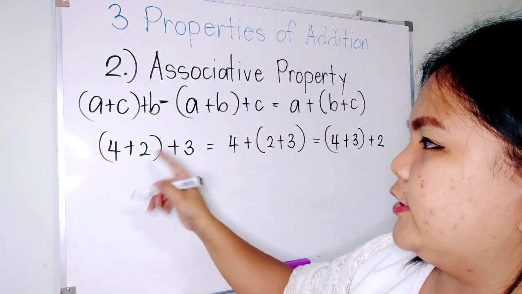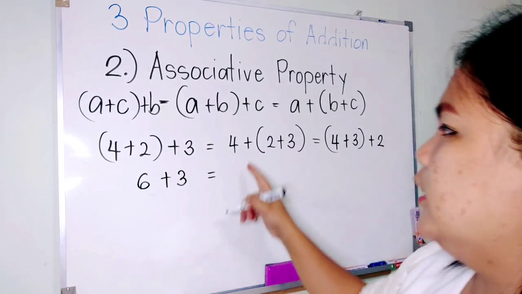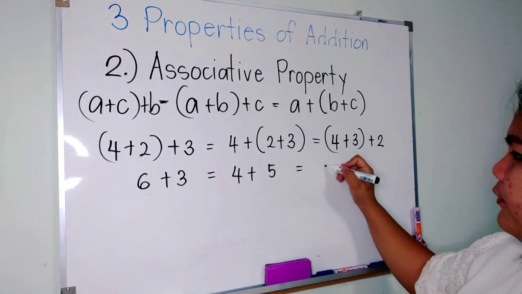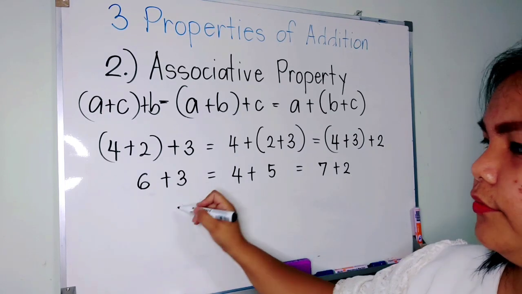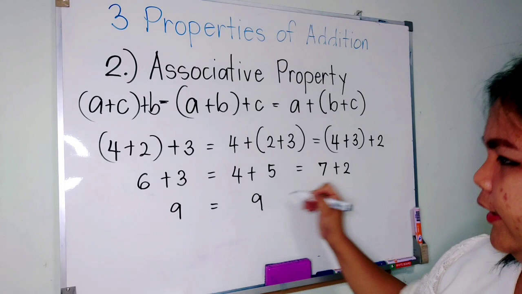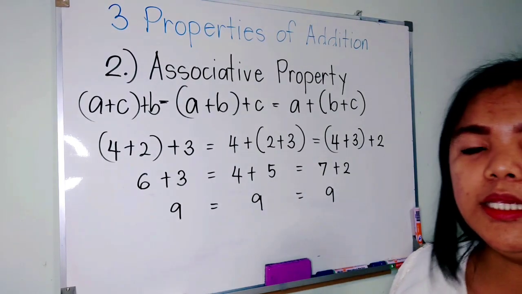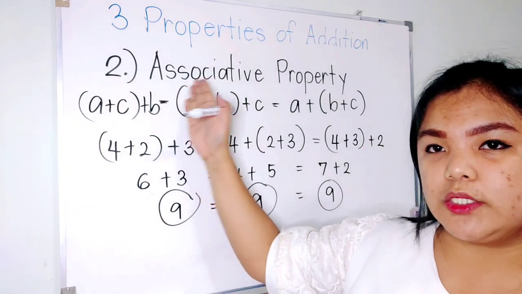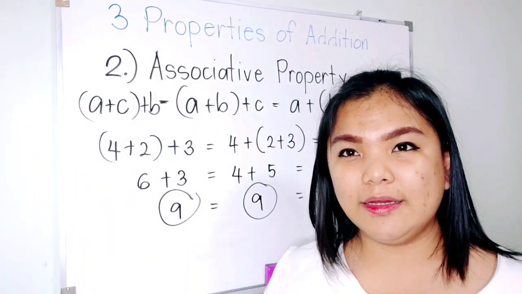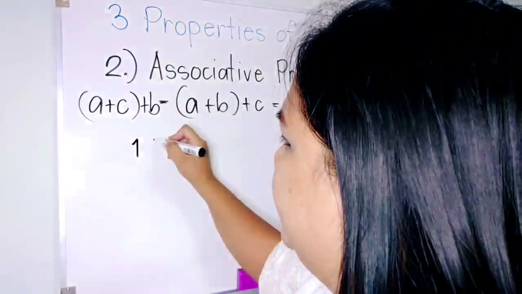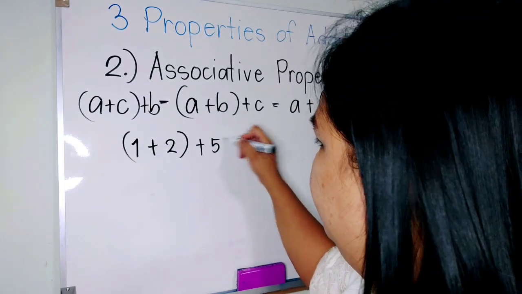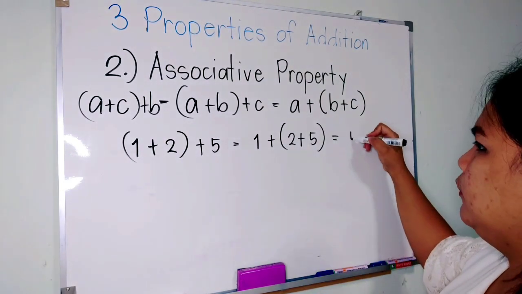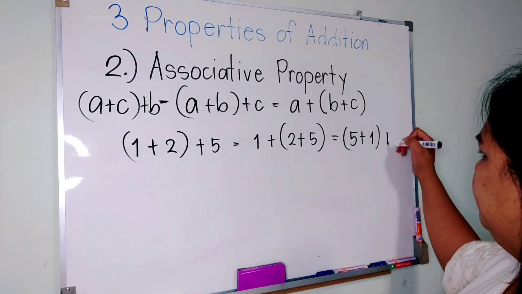Let's do it. 4 plus 2 is 6, plus 3 equals, bring down 4, plus 2 plus 3 is 5, equals 4 plus 3 is 7, plus 2. So 6 plus 3 is 9, 4 plus 5 is 9, 7 plus 2 is 9. Even if you change their group, you will still get the same answer. And that is what we call associative property. Nakuha po ba? Okay, let's have another example.